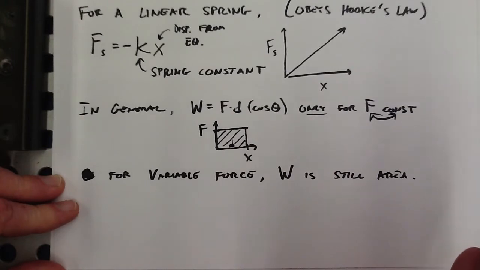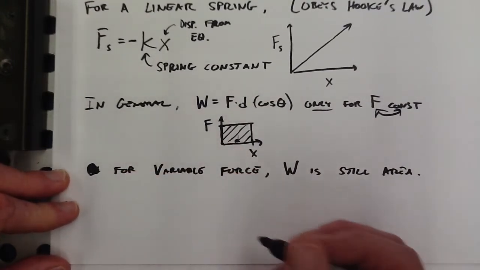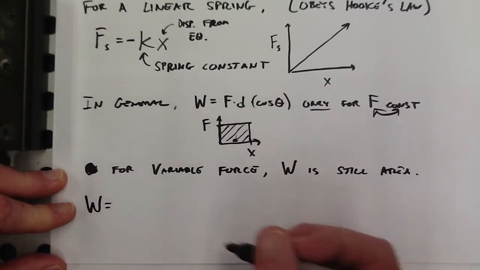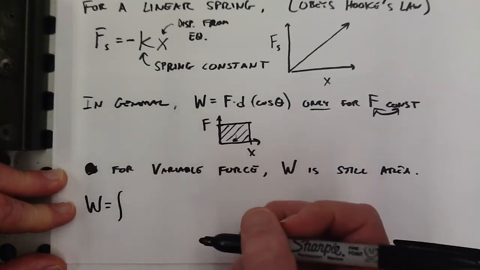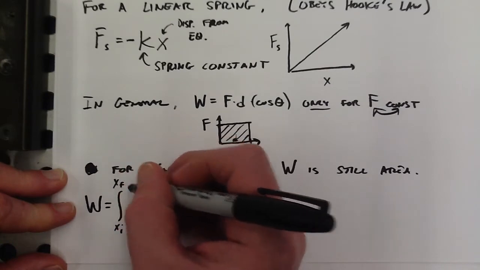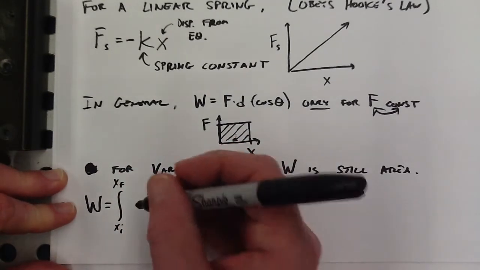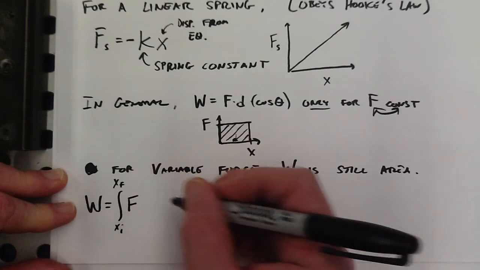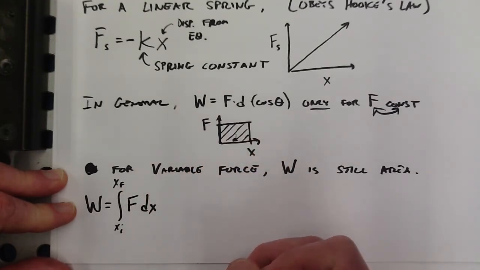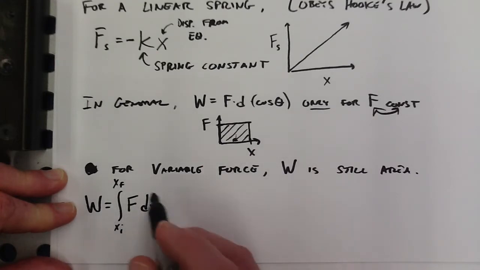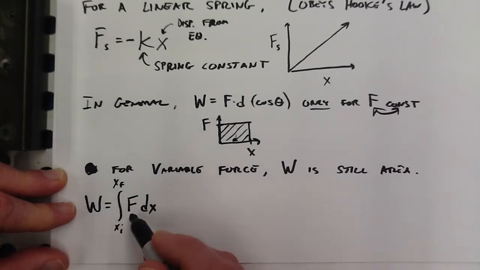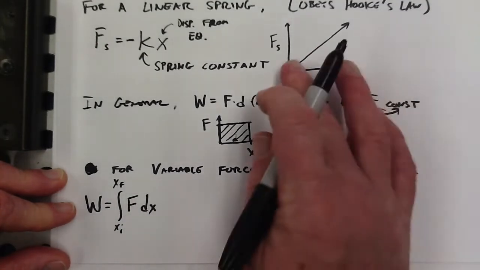That, we actually have a way of writing that now. We can use calculus symbols to do that. So work is equal to the integral from some displacement, some position to some other position of the force dx. In other words, it's the area. That's our nice symbolic, compact way of saying it's the area under the force versus x curve.